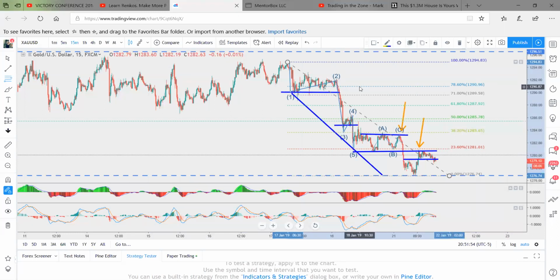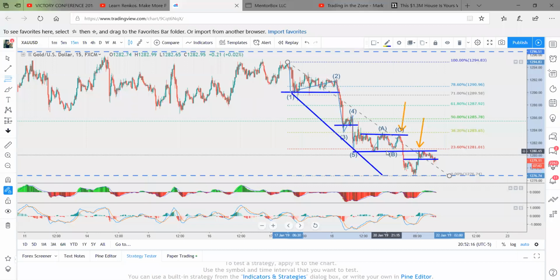And you see how each level acted as support and resistance. Right here, your 38 was perfect support and resistance. And your 23 through here was perfect support and resistance. And here from your 0 to your 23 was acting as support, and then it became resistance, and it keeps rejecting off that area.